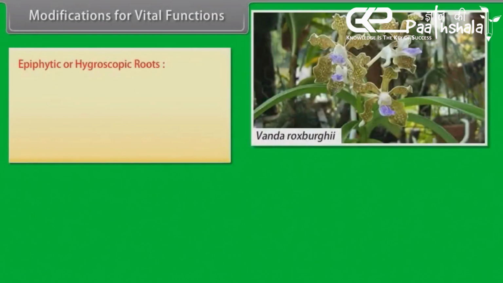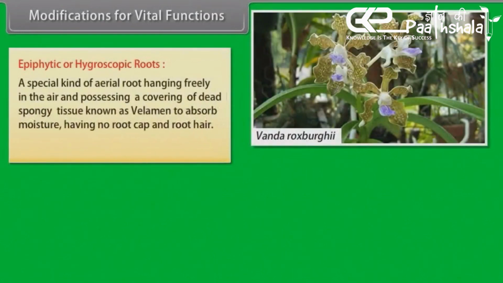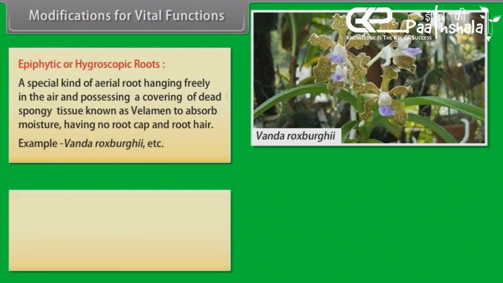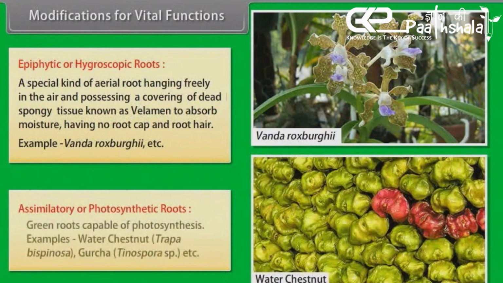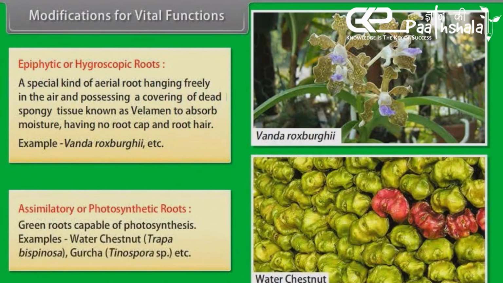Modifications for vital functions. Epiphytic or hygroscopic roots: a special kind of aerial root hanging freely in the air and possessing a covering of dead spongy tissue known as velamen to absorb moisture, having no root cap and root hair. Example: Vanda roxburghii, etc. Assimilatory or photosynthetic roots: green roots capable of photosynthesis. Examples: water chestnut, giloy, etc.